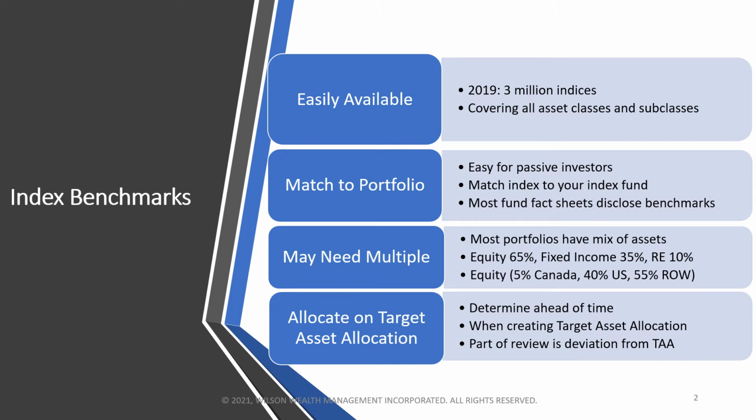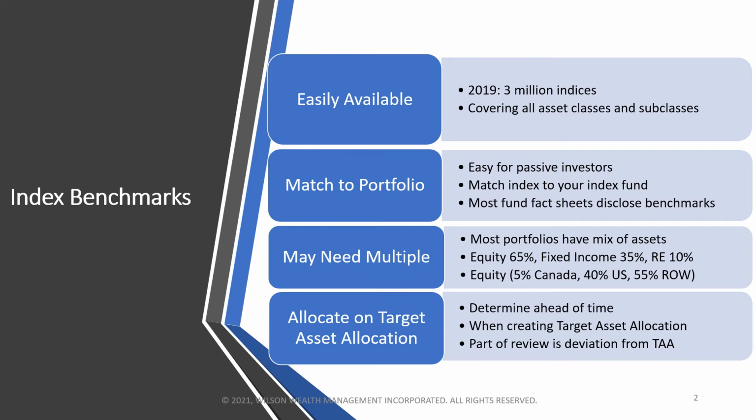And the second part is that part of your portfolio review is going to be deviations from the target asset allocation. If I've got a simple 70% equity, 30% fixed income asset allocation targeted based on my investor profile, a year later, there's probably an 80 or 90% probability that I will not have that 70-30 split because maybe equities outperform fixed income or the opposite.